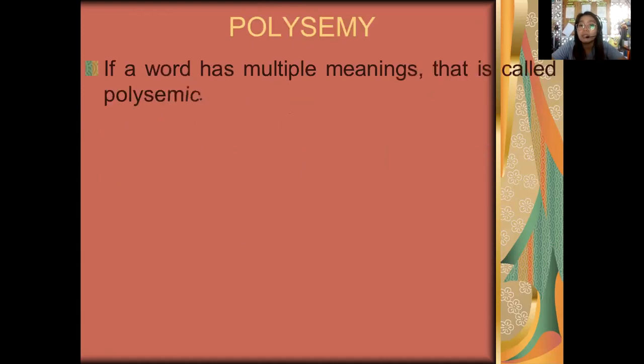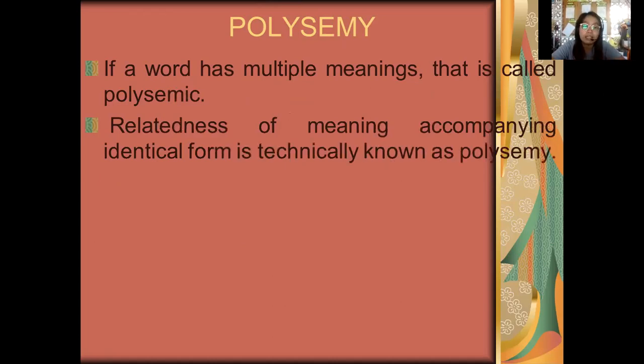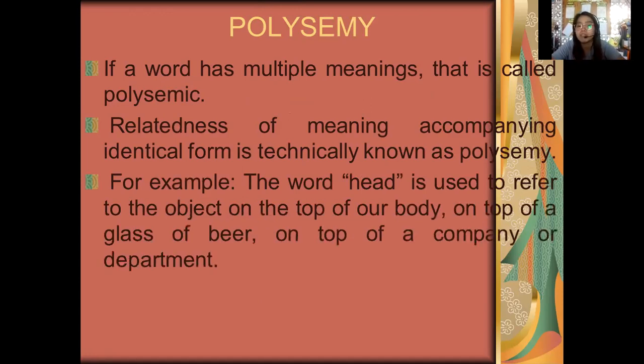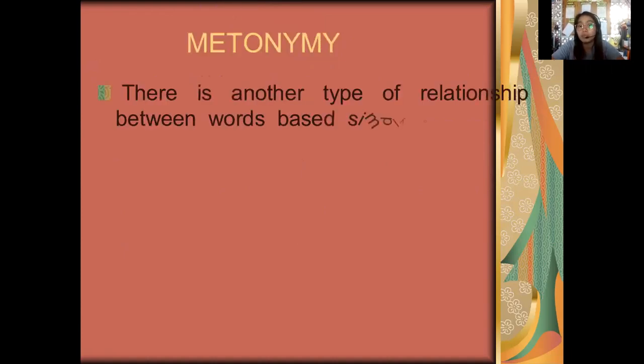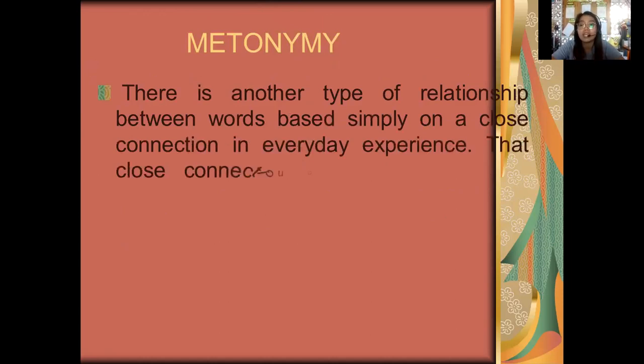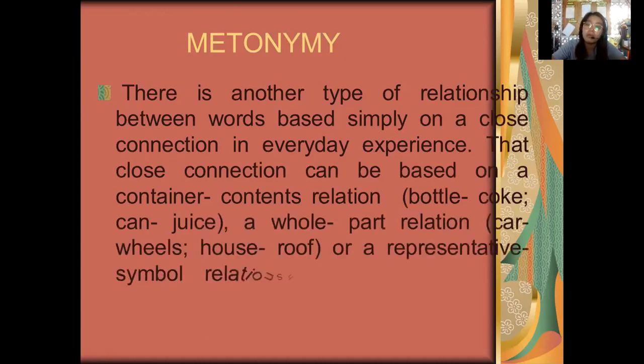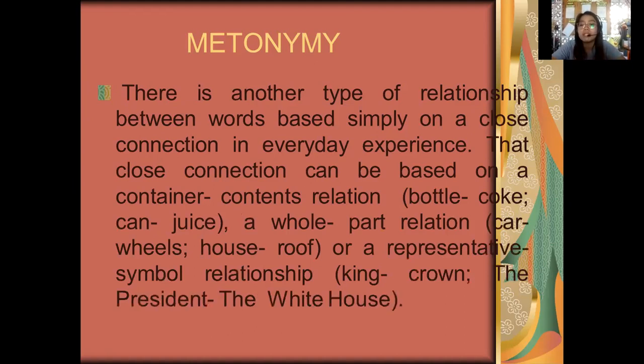Next is polysemy. If a word has multiple meanings, that is called polysemic. Relatedness of meaning accompanying identical form is technically known as polysemy. For example, the word head is used to refer to the object at the top of our body, or the top of the class, or the top of a company or department. Metonymy naman po, there is another type of relationship between words based simply on a close connection in everyday experience. That close connection can be based on the container-contents relation, like, for example, bottle for Coke, can for juice. O part relation naman, like car for wheels, roof for house, crown for a king. Okay, metonymy.